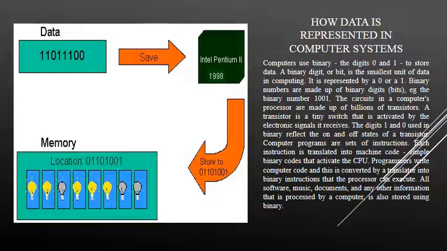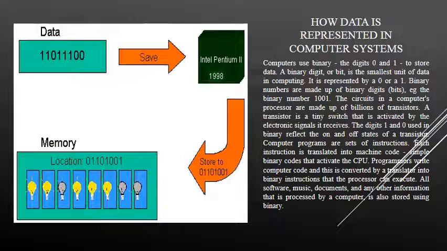How data is represented in computer systems. Computers use binary, the digits 0 and 1, to store data. A binary digit, or bit, is the smallest unit of data in computing. It is represented by a 0 or a 1. Binary numbers are made up of binary digits or bits. For example, the binary number 1001.